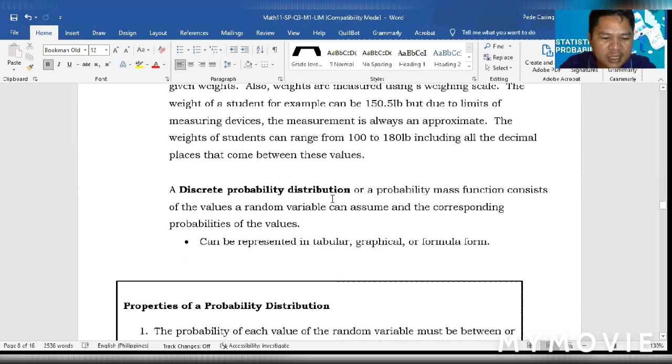Let us now proceed to the discrete probability distribution. It is also called the probability mass function. It consists of the values a random variable can assume and the corresponding probabilities of those values.